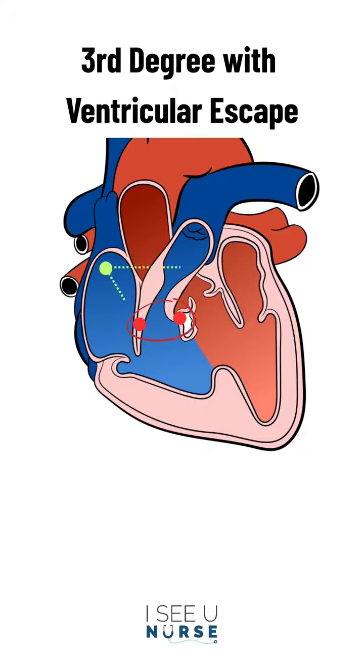Now in ventricular escape beats, which you can see right here, you will see the backup pacemaker for the ventricle occur below the bundle of His, which is going to be at a lot slower rate, around 20 to 40, and oftentimes be associated with a wider QRS.